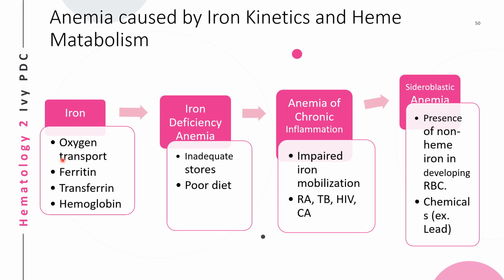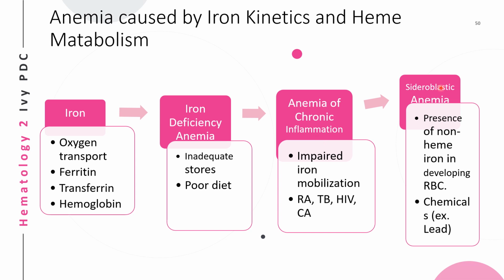Any loss of iron when there are inadequate stores, meaning iron that is stored in these compartments, we call an iron deficiency anemia. But if there are adequate stores but there is an impaired iron mobilization, like in rheumatoid arthritis, TB, HIV, or cancer, we call this the anemia of chronic inflammation.